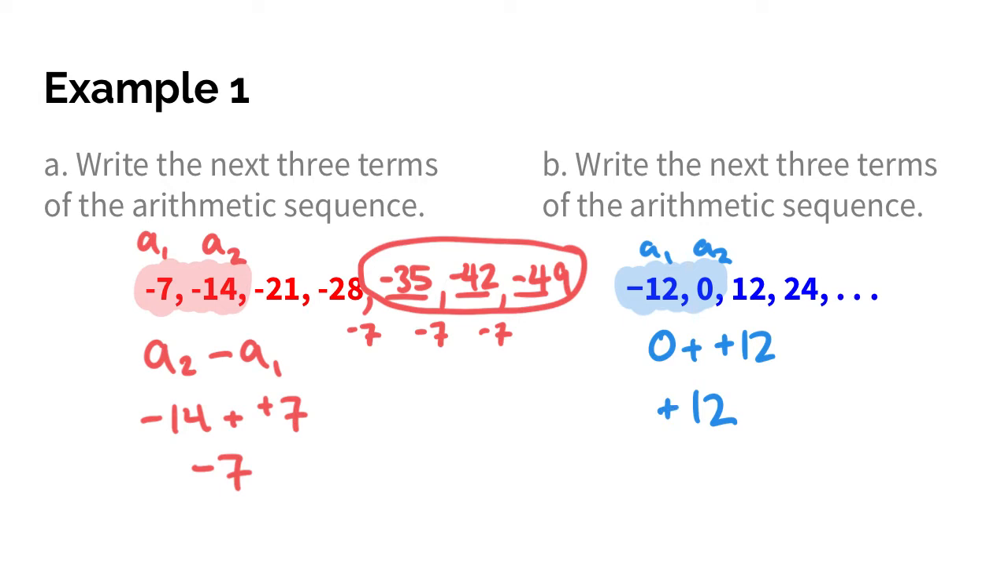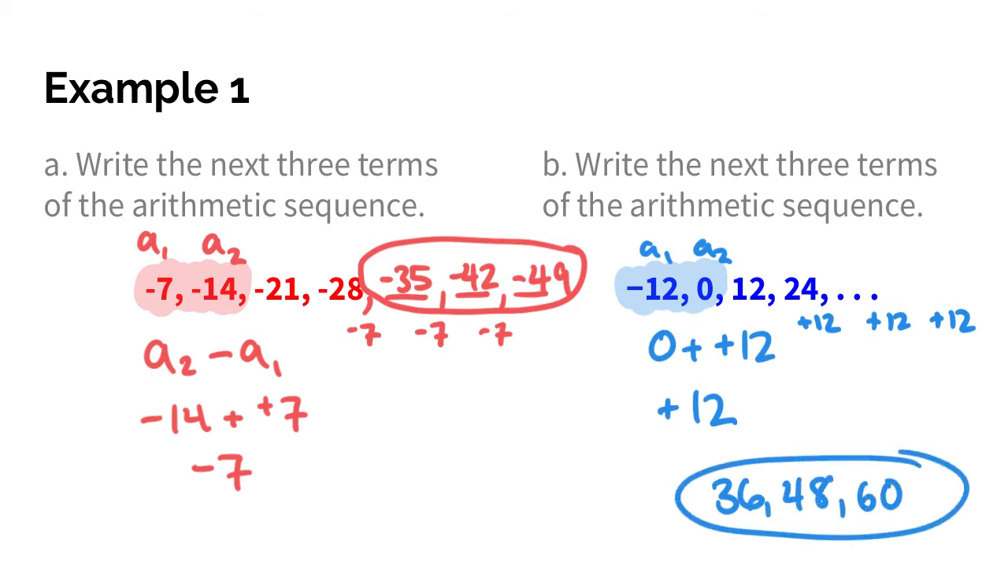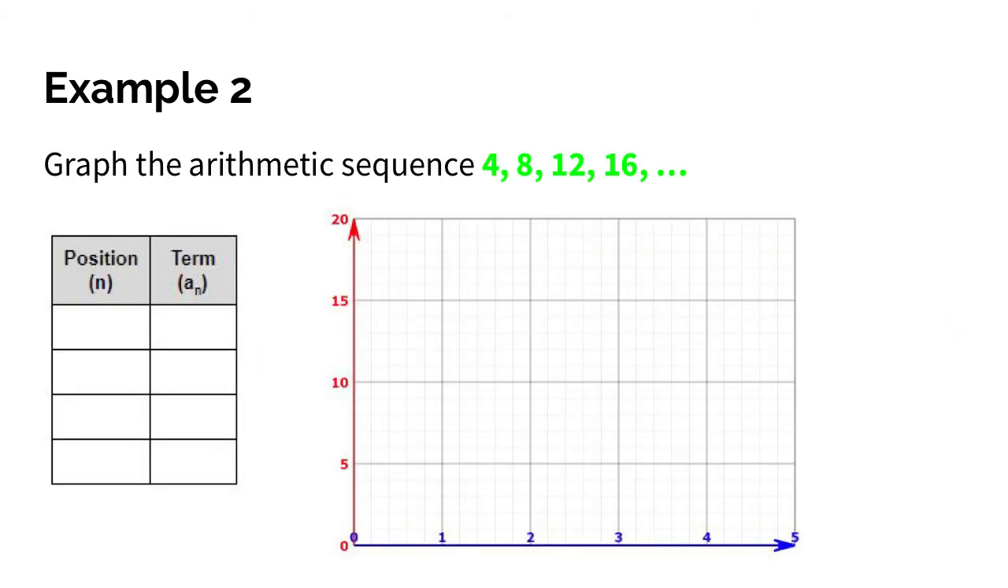Now notice here it's positive 12. So that means the pattern I'm following is plus 12. So I'm going to keep adding 12 every single time. So if I go from 24, my next term would be 36, then 48, and then lastly 60. Those would be my next three terms by following that common difference of 12.